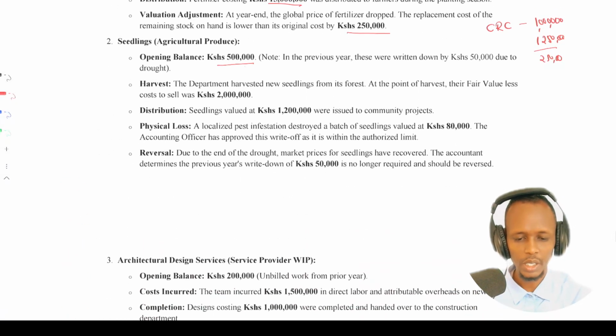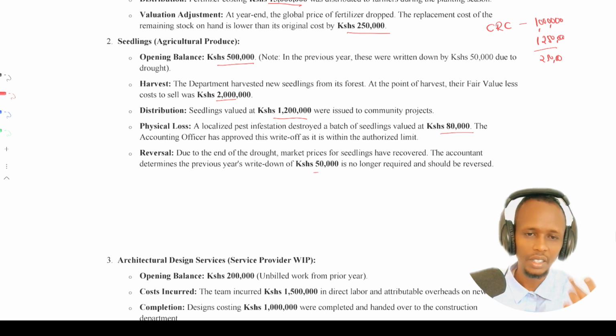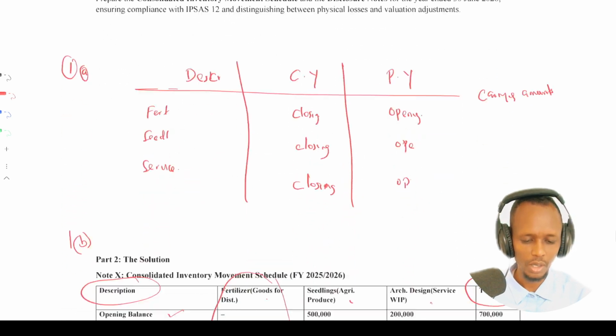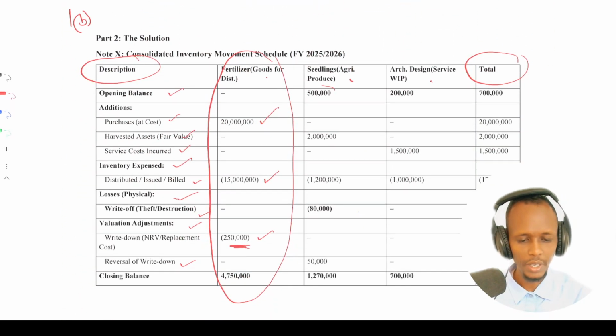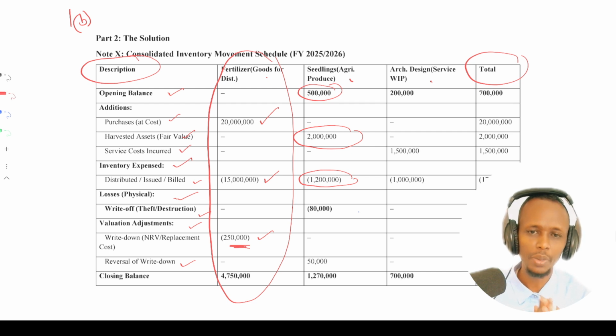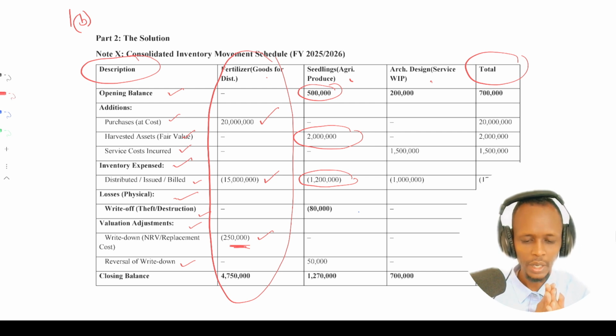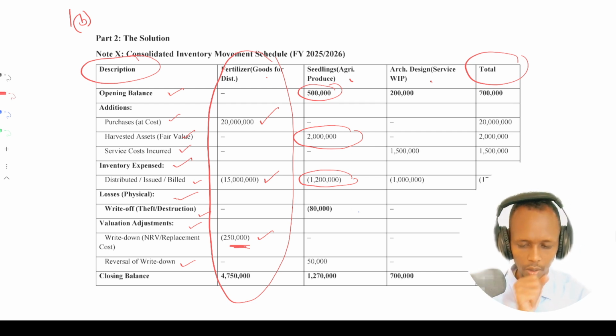Question 2, the opening is 500,000. The harvest additions is 2 million. And then what was given out is 1.2. And the loss is 80,000. And a reversal of the loss is 50,000. So opening there you can see 500. The addition, it is 2 million. The distributed amount is 1.2. Up to here, every person gets it right. But where the problem might arise is this.